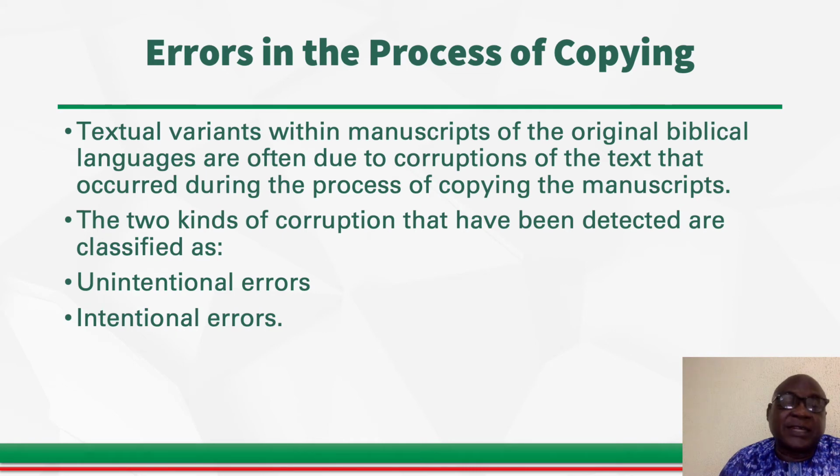There are errors in the process of copying. We'll be discovering a lot of this. Textual variants within a manuscript of the original Bible are often due to corruptions of the text that occurred during the process of copying the manuscript. Now, there are 2 kinds of this corruption. We call some unintentional errors and some we call intentional errors.